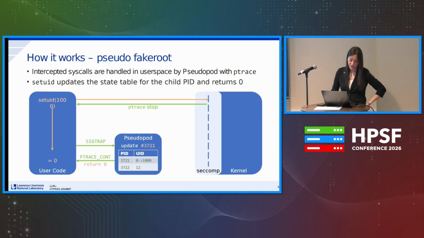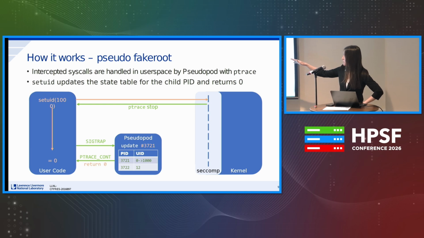And then getting on to this, when we run setUID, libsudo or Pseudopod captures the ptrace event, sees that you were trying to run a setUID call, and then determines that because you were trying to run a setUID call, we need to update, or simply refer, that PID to the new ID that you were attempting to set.